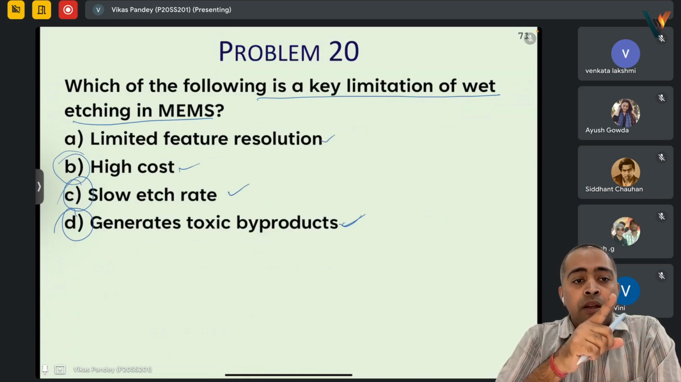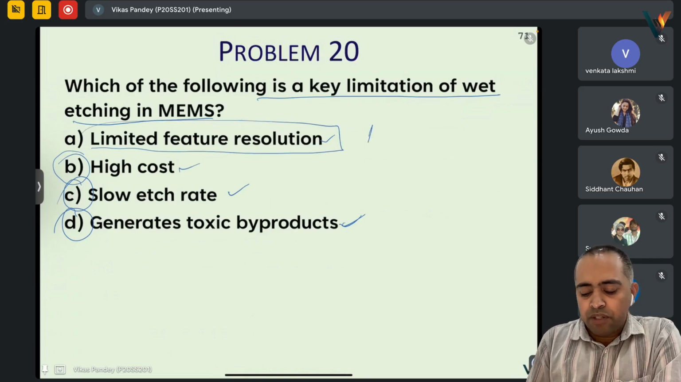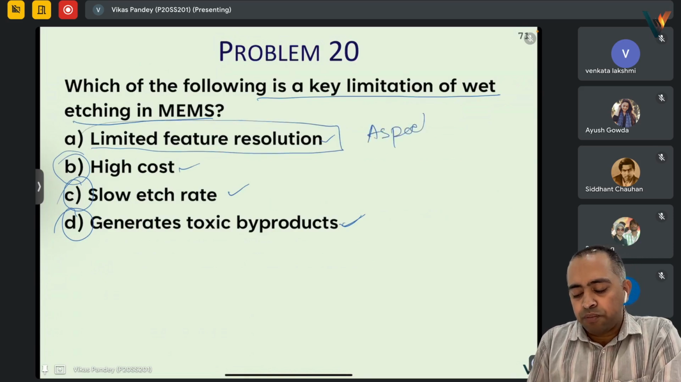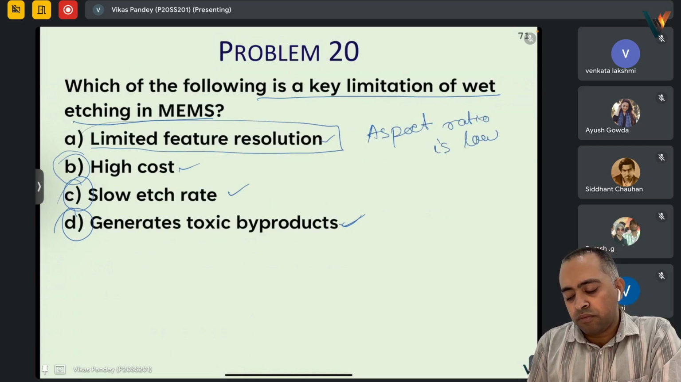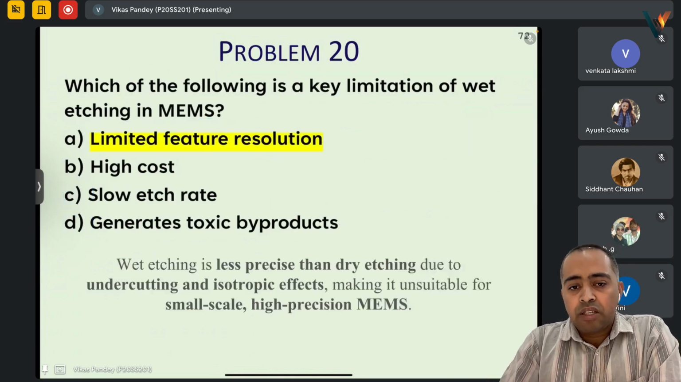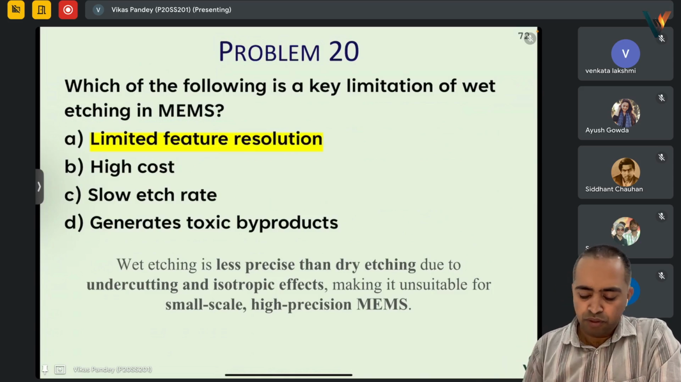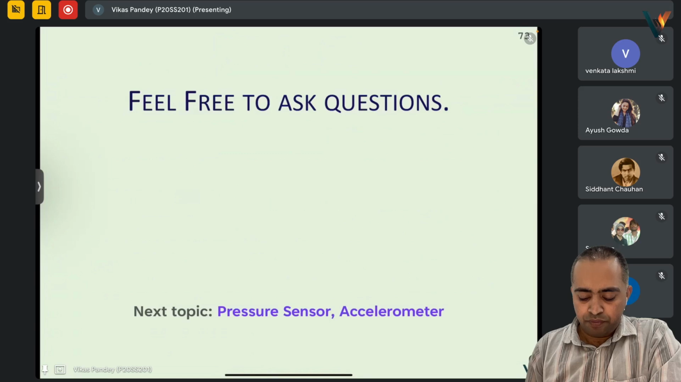The problem with wet etching is that it has limited feature resolution. That is, the aspect ratio is low. It is less precise than dry etching due to undercutting and isotropic effects, making it not suitable for small scale, high precision MEMS. Okay, so that's all.